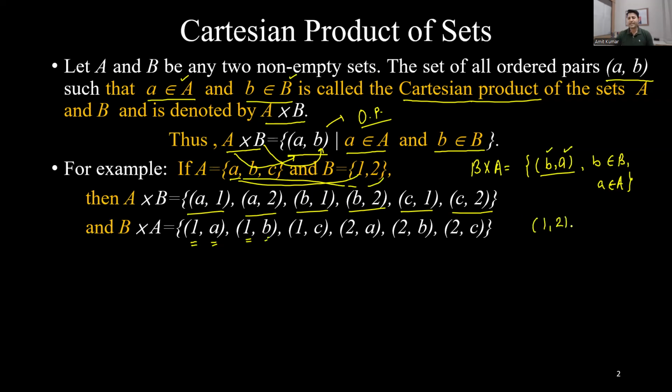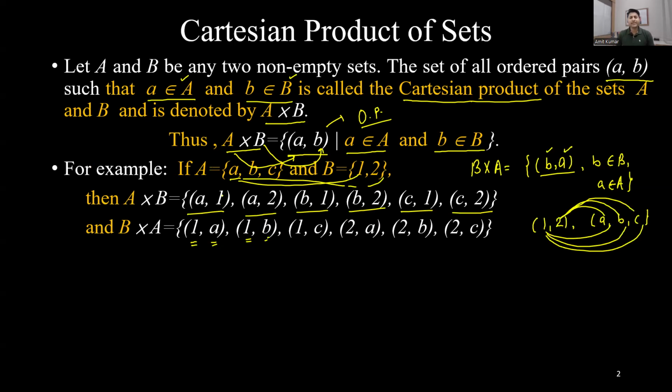I am distributing 1 comma 2 with the elements A, B and C. So 1 comma A, then 1 comma B, then 1 comma C. Now distribute 2. So 2 comma A, 2 comma B and 2 comma C. This is how we can write A cross B and B cross A, also known as the Cartesian product of the set A and B.